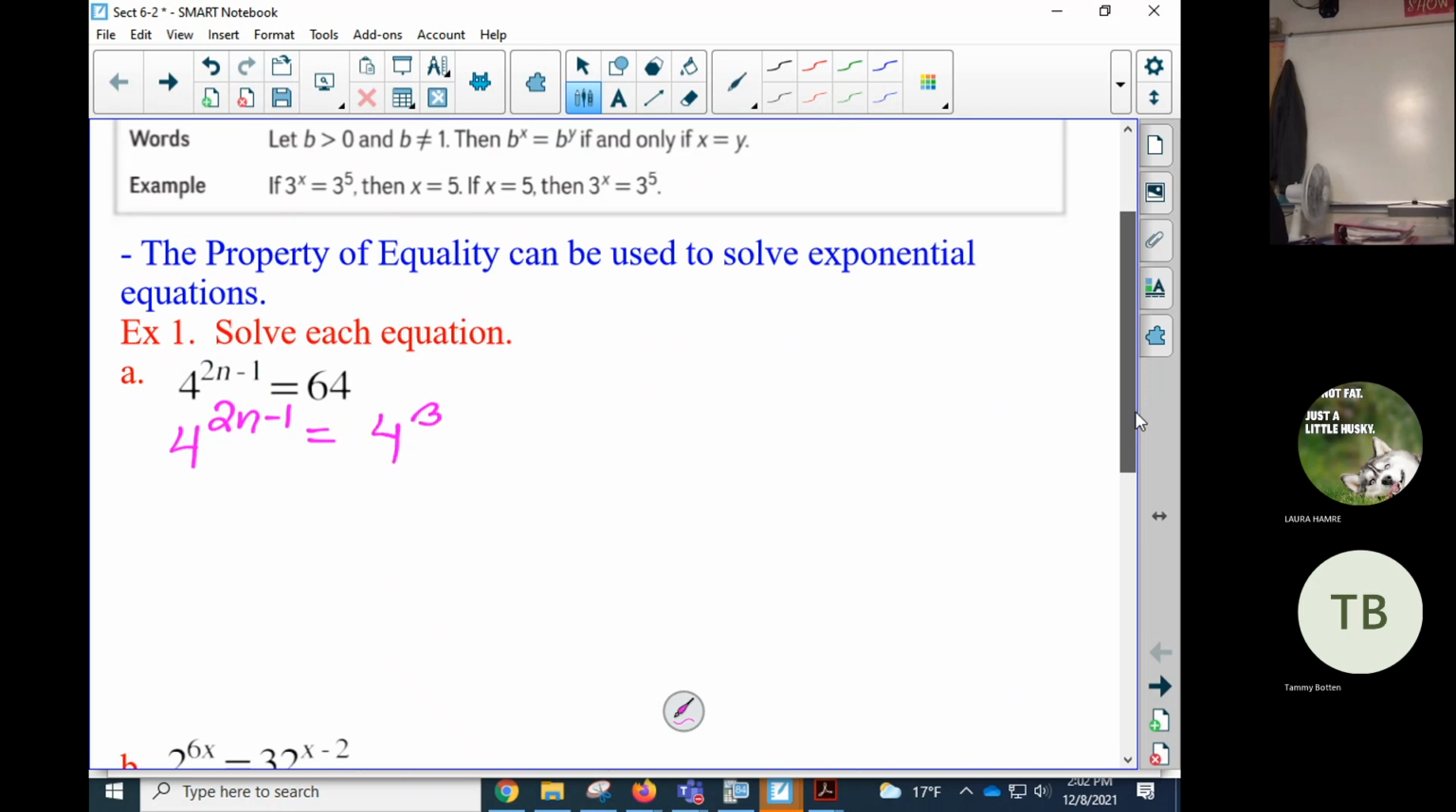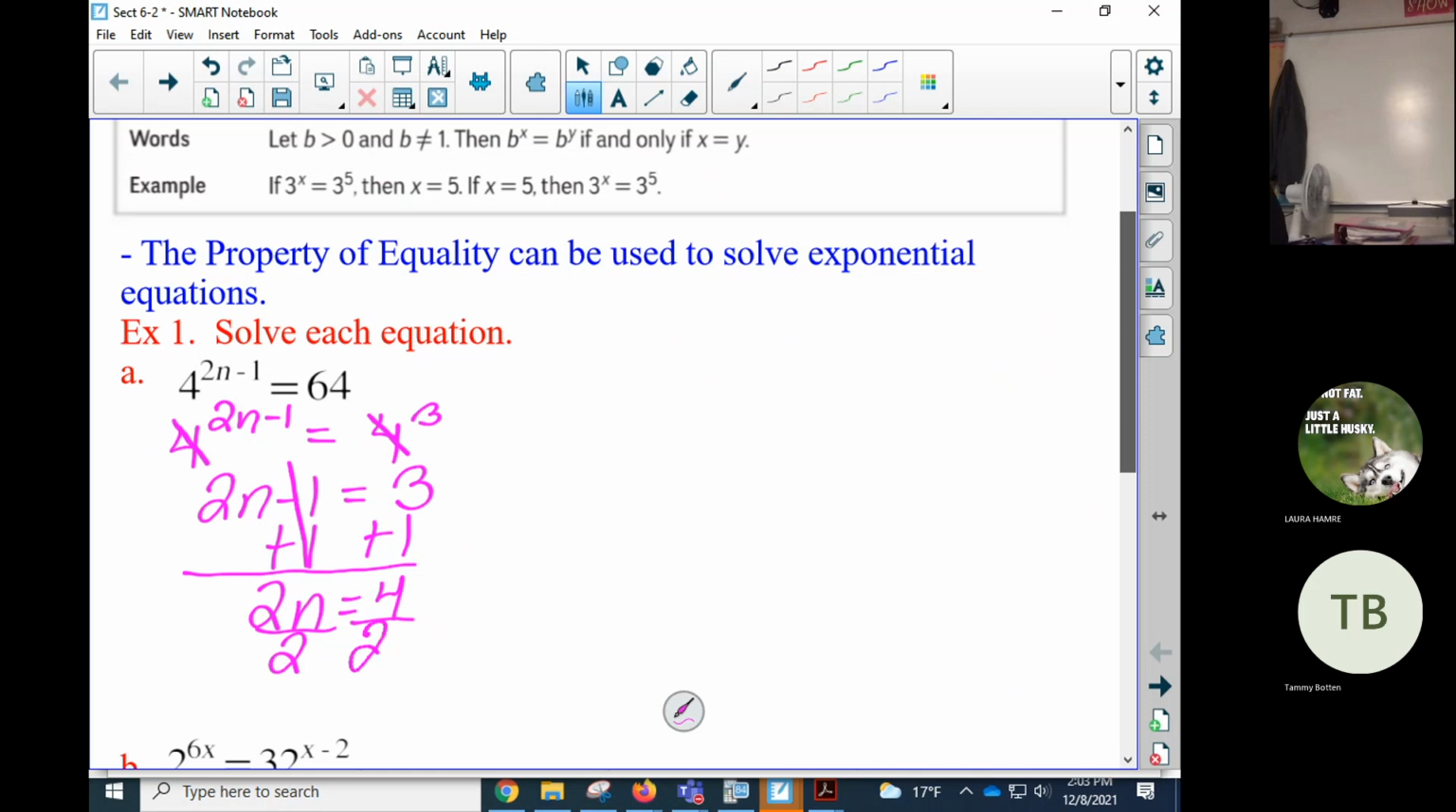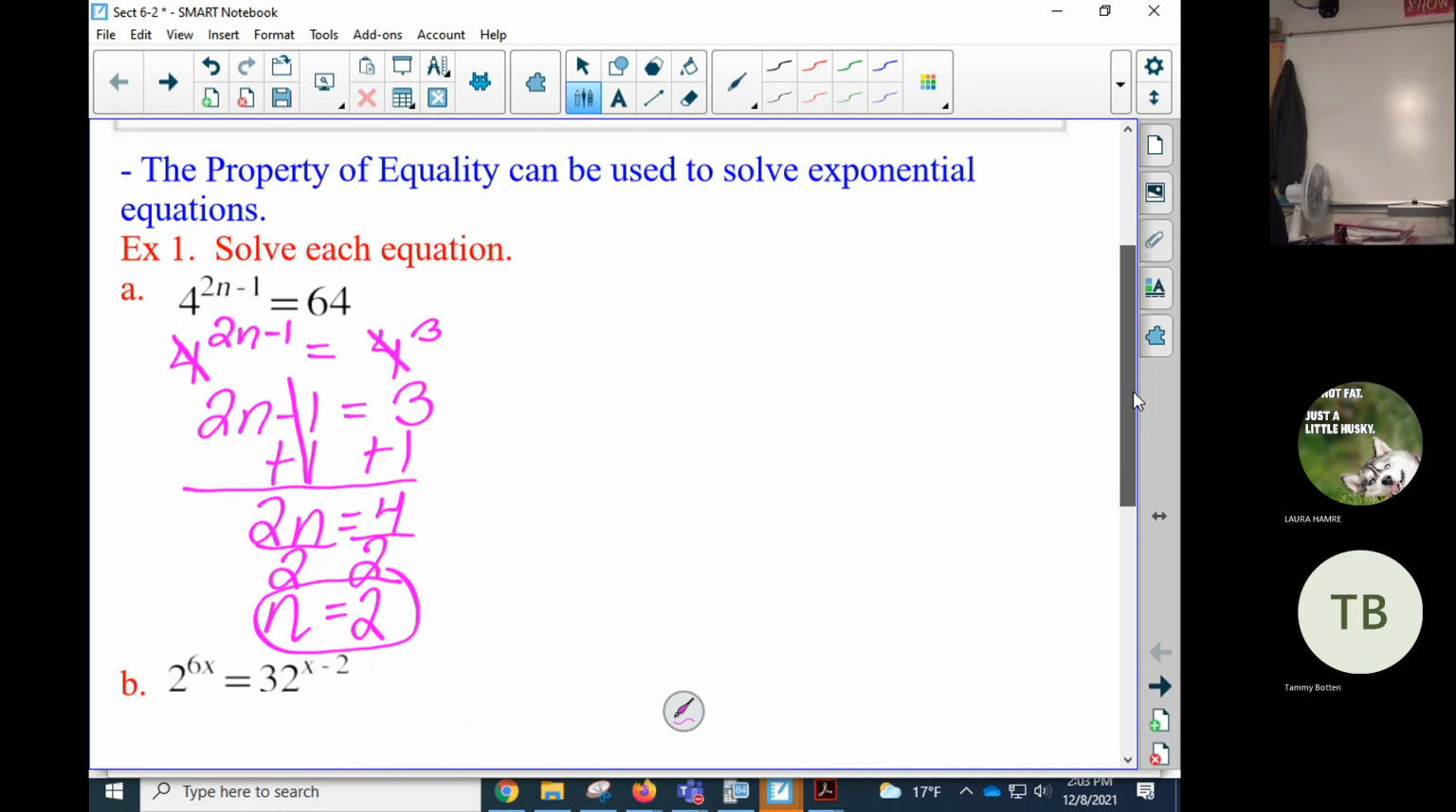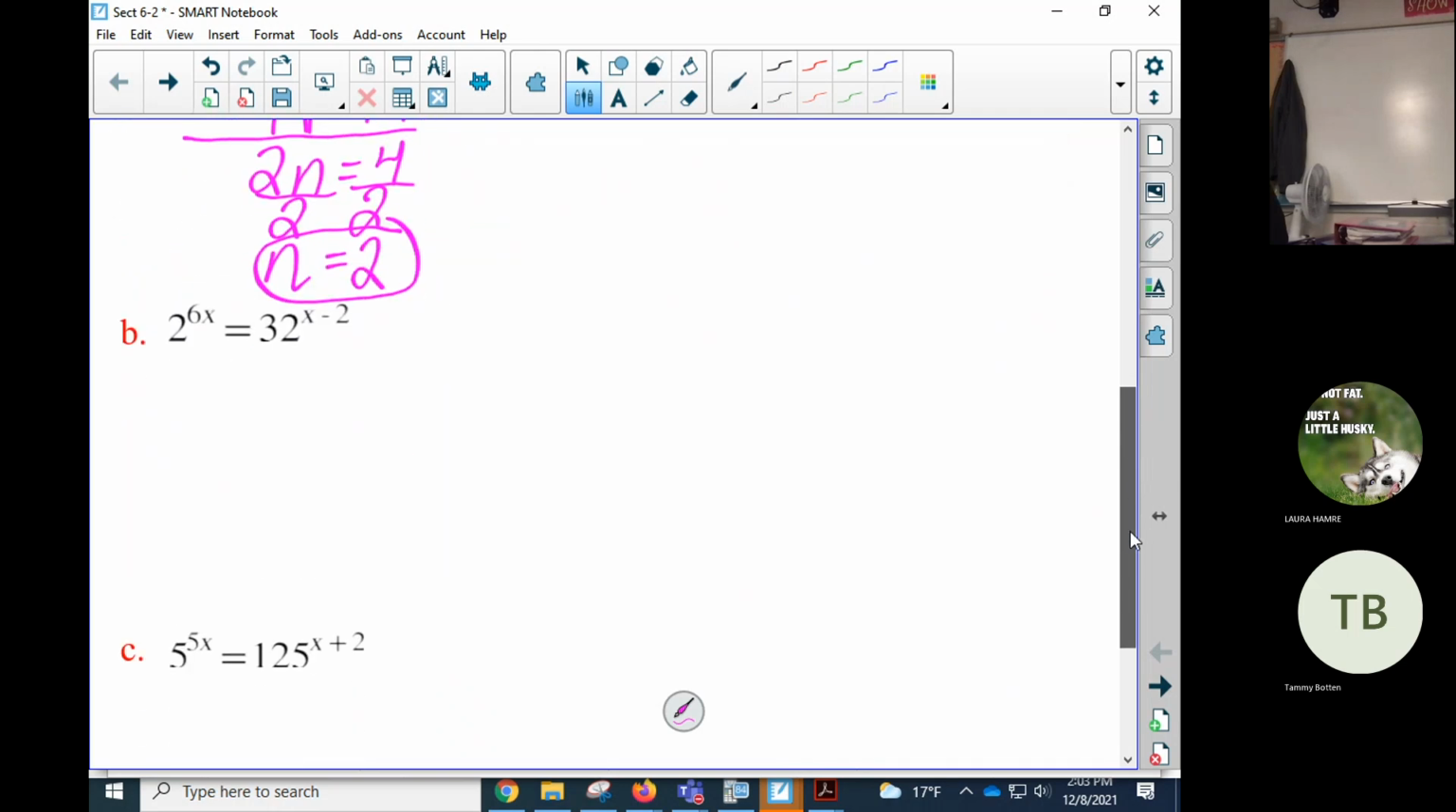So it's going to be, this is important. Oh, not so much on this one. I'll explain that later. So now that I have these both as powers of 4, it's like I can forget about these and just bring the powers down, and then I solve for the variable, okay? So I would add 1, and I would get 2n equals 4, divide by 2, n equals 2. Is that all you do? That's the answer? That's your answer. Yep.